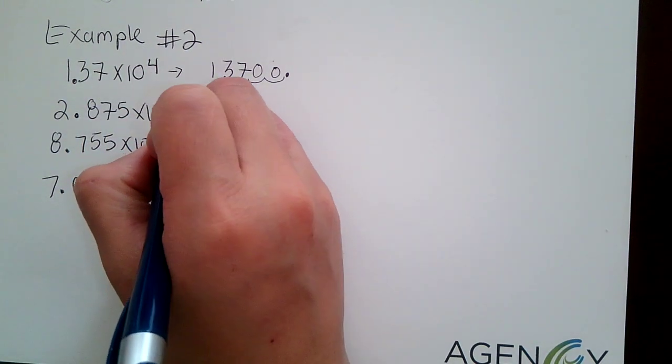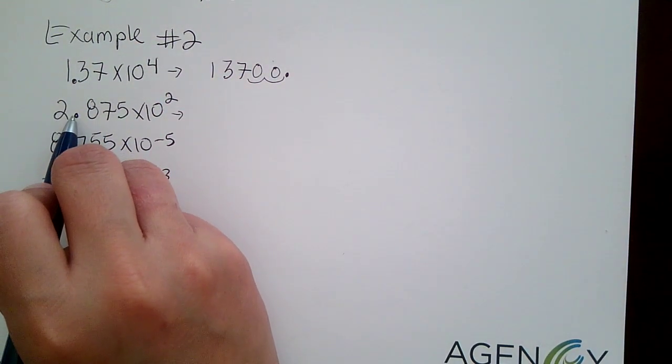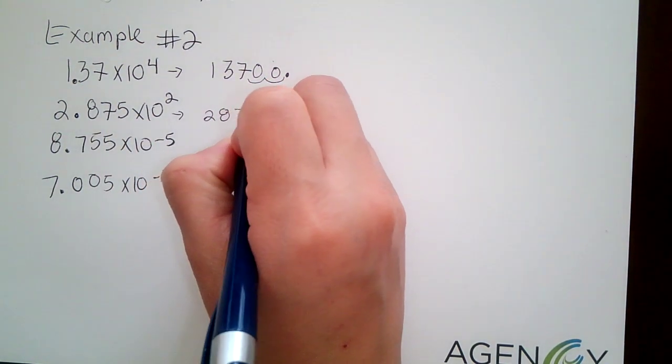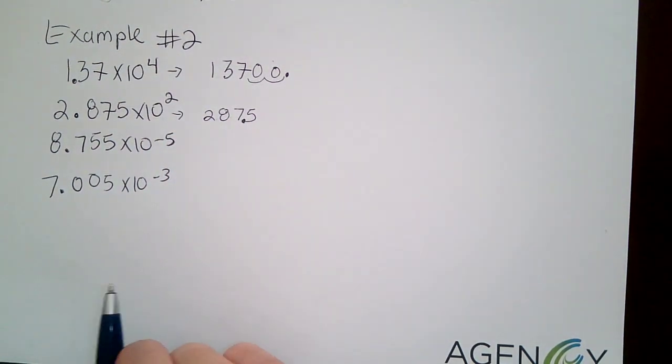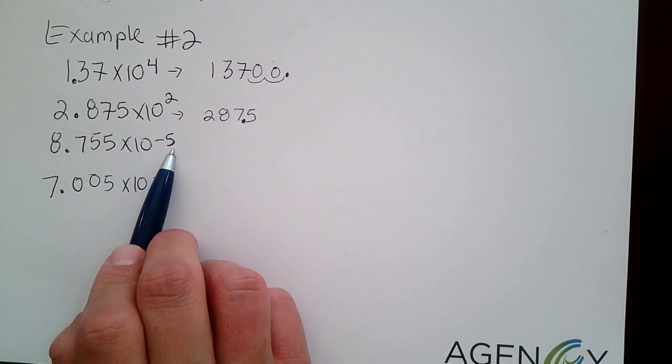Okay, next one, 2. Again, positive, so that means that your exponent is moving this way. So where would you move it here? You would move it twice. So now your new number here would be 1, 2. That would be 287.5.